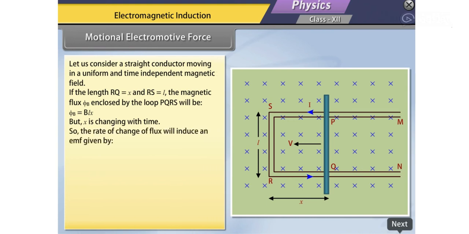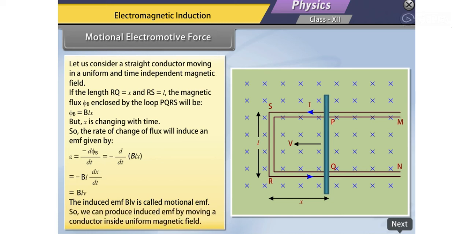So the rate of change of flux will induce an EMF given by minus differentiation of BLX with respect to time, which is equal to BLV. The induced EMF BLV is called motional EMF. So we can produce induced EMF by moving a conductor inside a uniform magnetic field.